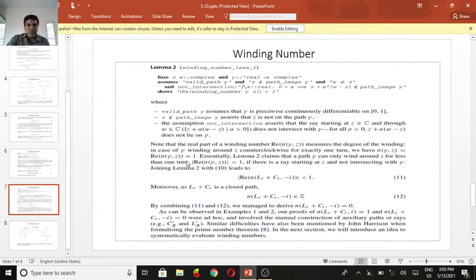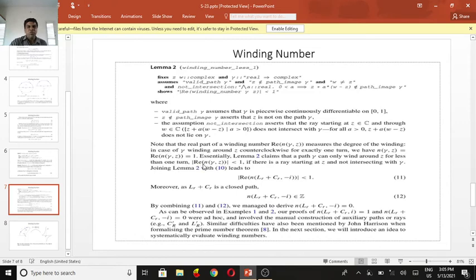Note that the real part of the winding number, the residue of n(gamma, z), measures the degree of winding. In case gamma winds around z counterclockwise for exactly one turn, we have n(gamma, z) equal to the residue of n(gamma, z) equal to 1. Essentially, lemma 2 claims that a path gamma can only wind around z for less than one turn.